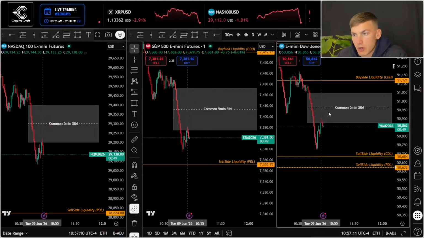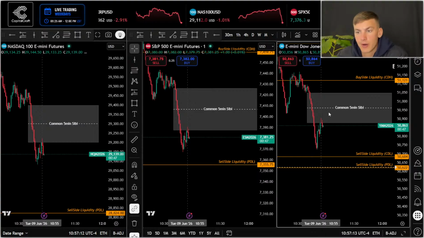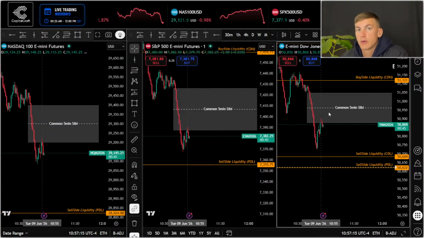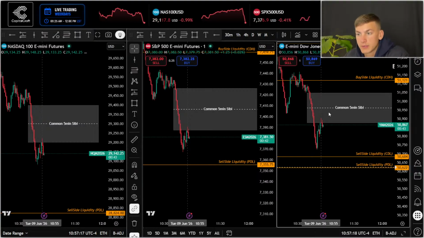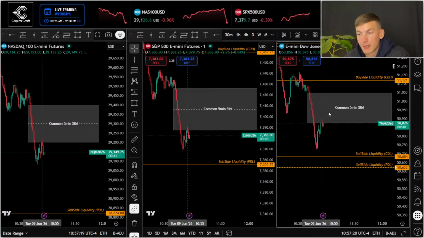Right, so I've just marked out the 5-minute SIBI. This is the exact same model that I've just done with that trade. It's essentially a scalping model where I want to get in, I want to get out.